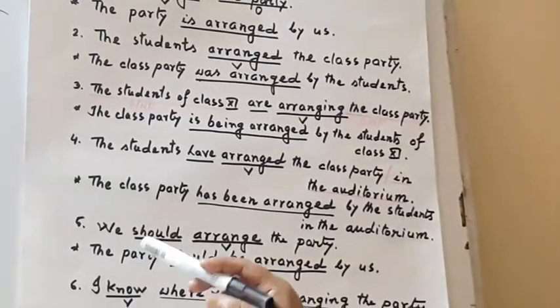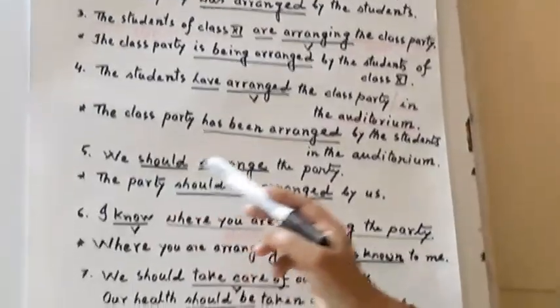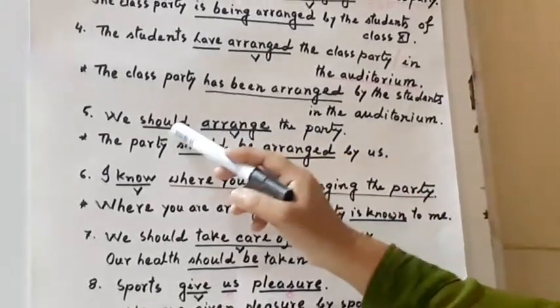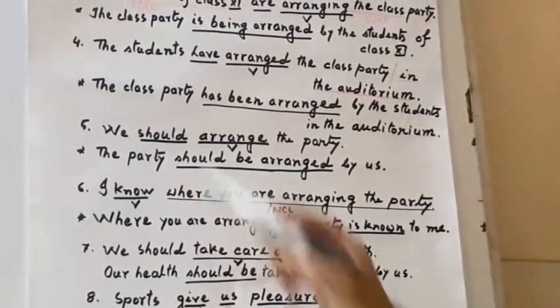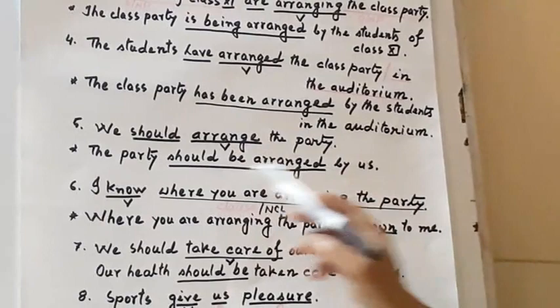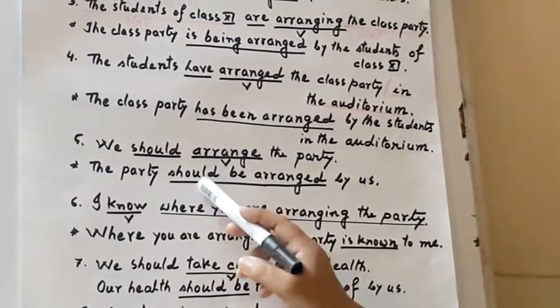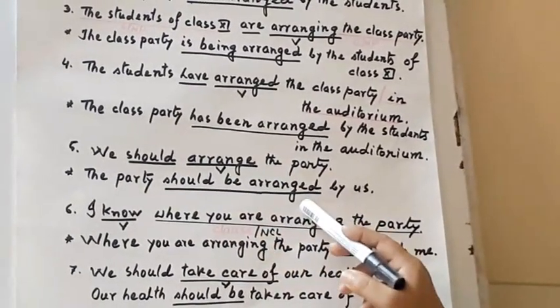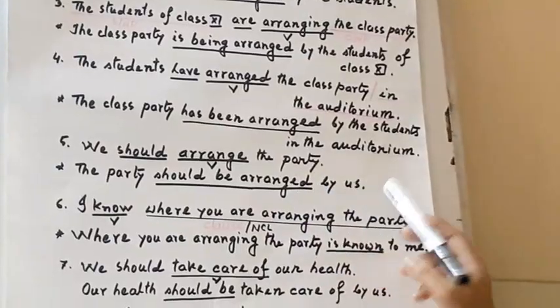In the next number, you see, we should arrange the party. That means we see the use of a modal auxiliary, and with the modal auxiliary, we have to use only be. And in the answer, you can see easily, the party should be arranged, past participle form, by us.